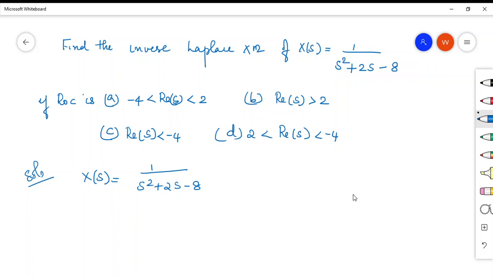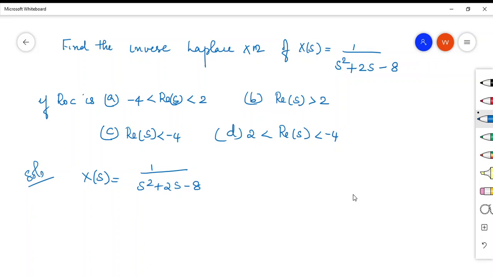Now we will see, when you try to find the inverse Laplace transform in these 4 cases, you can see they are different. You are not getting a unique transform for this particular signal when the region of convergence changes. So first we will see the partial fraction expansion of this particular function X(s) equal to 1 divided by s square plus 2s minus 8.